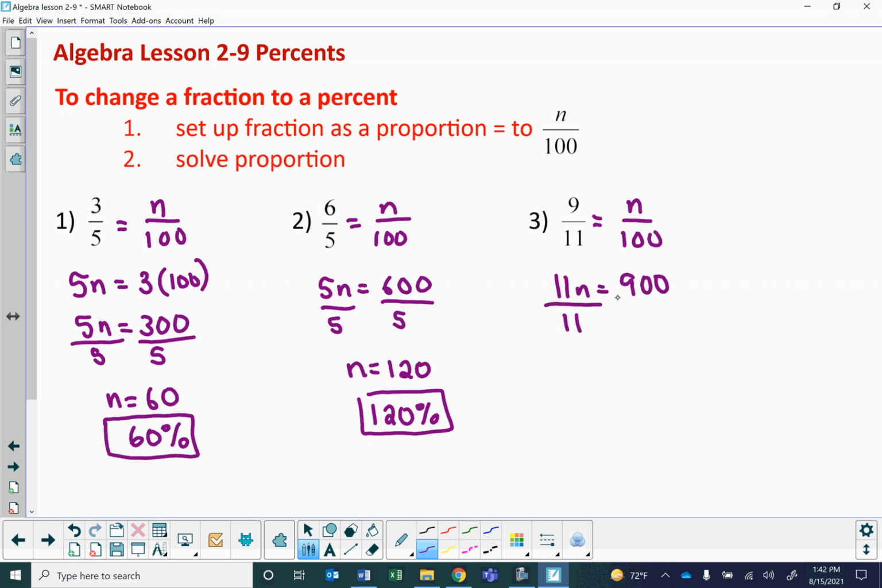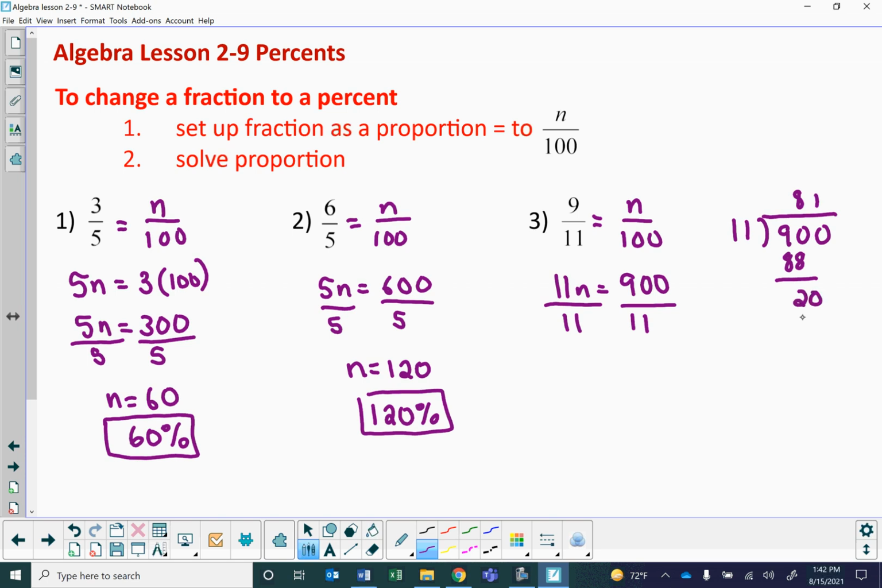Divide by 11. And this is not going to be a terminating decimal, so I'm going to leave it as a fraction. I'm not going to leave it as 900 over 11. I'm actually going to divide it out. So if I think about it, I know that 11 goes into 900. I'm going to show it this way just because it makes it easier for you to understand what I'm doing. 11 goes into 90 8 times because 8 times 11 is 88. That gives me 2. 11 goes into 20 1 time.